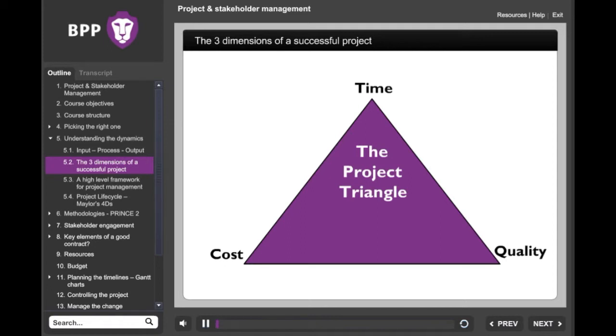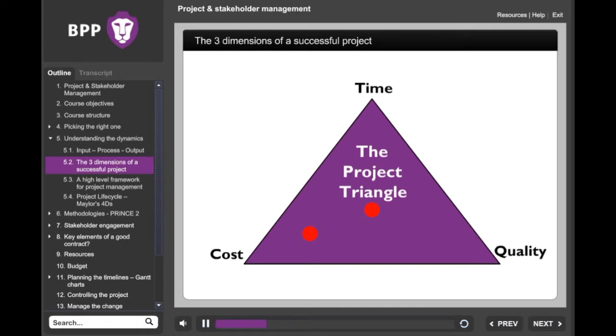Now, all projects are considered to have the three dimensions of cost, time and quality. So when you start off a project, you'll find that the balance is right in the middle there. You think you've got the right budget to be able to deliver a project to the right deadline and to the required level of quality. However, as a project progresses, it may not run as smoothly as you thought. And then you'll find that some of the parameters and the dimensions of the project get challenged.